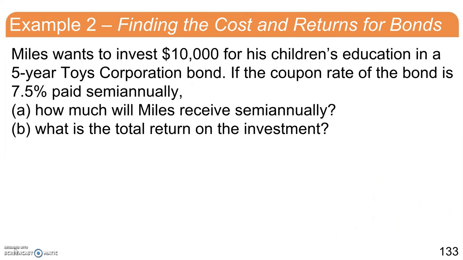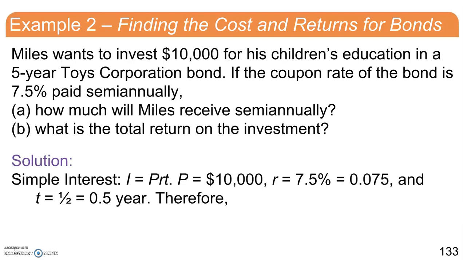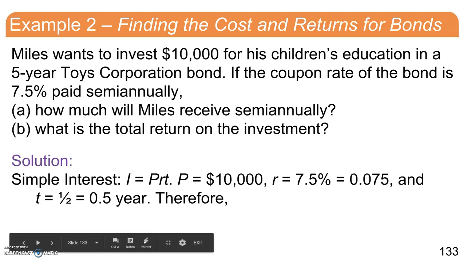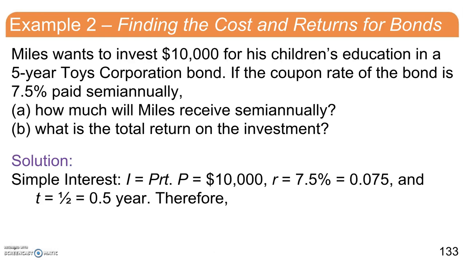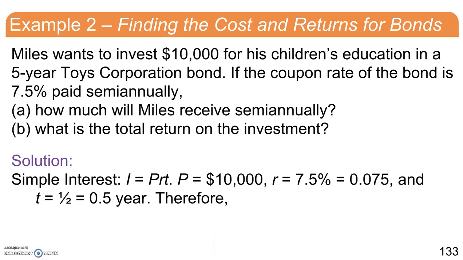Okay, so Miles wants to invest $10,000 for his children's education in a 5-year Toys Corporation bond. If the coupon rate of the bond is 7.5% paid semi-annually, so it's paid twice a year, how much will Miles receive semi-annually? Well, his interest is just PRT. Interest is P times R times T. P is the original money that is being invested. R is your rate, and we're going to put our rate in decimal form, and T is our time in years.